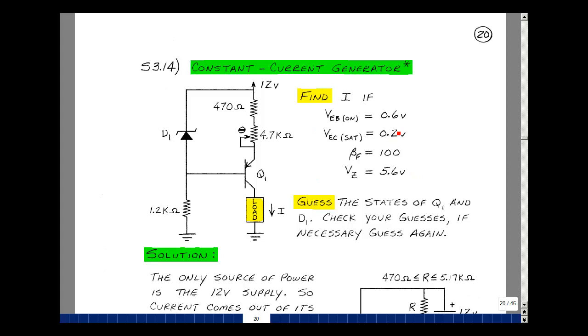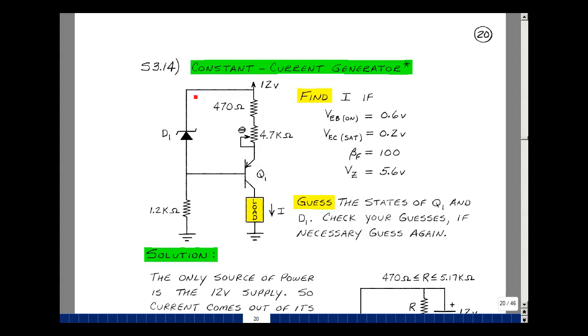The emitter base turn-on voltage is 0.6, the emitter collector voltage saturated is 0.2, beta F is 100, and the Zener voltage is 5.6. Guess the states of Q1 and D1, and then check your guesses, and if necessary, guess again. In this circuit, there's only one source of power, and that's a 12-volt source.